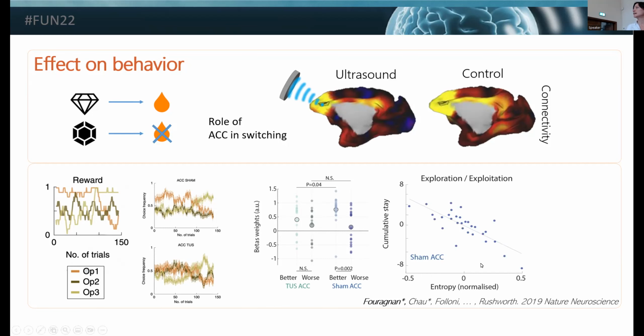Another way to look at exploration and exploitation in animal research, traditionally, is to look at the relationship between entropy and cumulative state. The more entropy you have, so the less information, the more you should be exploring. And that's exactly what we found in the baseline session. But this was abolished after the ACC was neuromodulated. You can't really clearly see it; my line is here. So actually the ability to extract information from cues and to exploit it in their behavior was perturbed. And this is the difference in slopes between the two regression lines, so it's quite a strong effect.